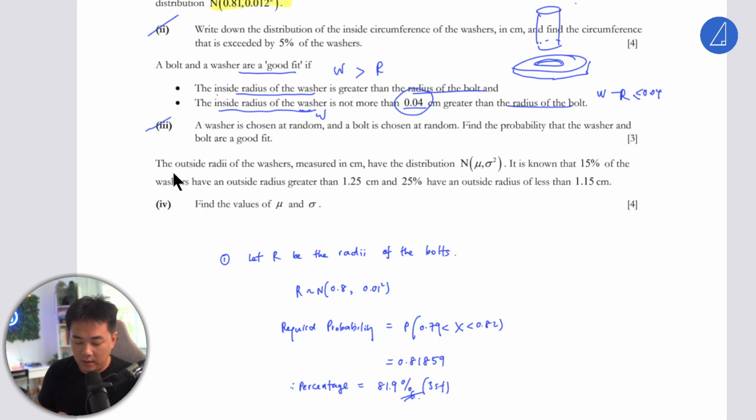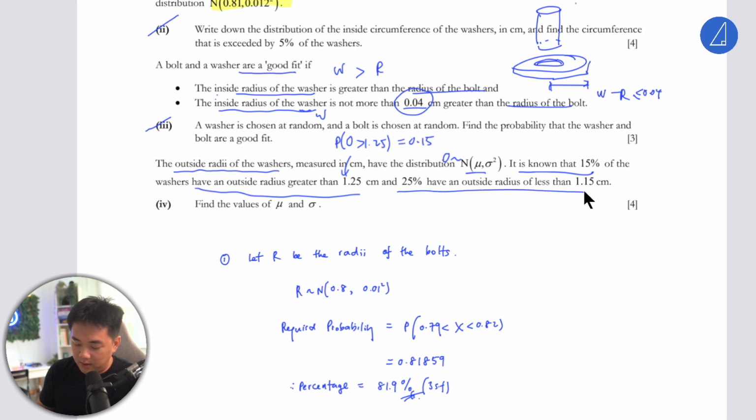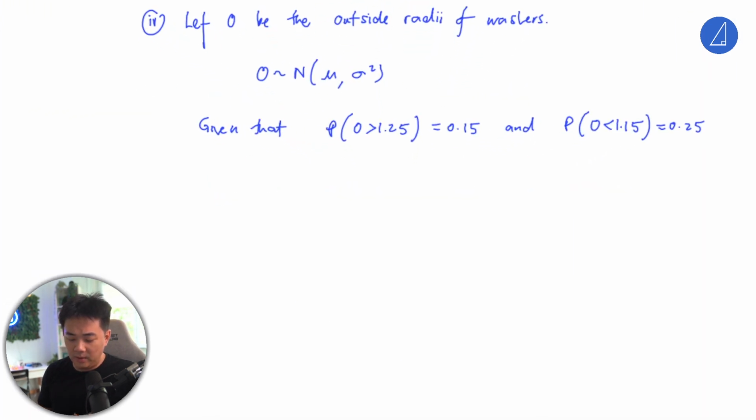So part 4 is just a standardization question. The outside radius of the washer has a normal distribution with mean mu and variance sigma squared. It is known that 50% of the washers have an outside radius of greater than 1.25 cm, which is 0.15. So let this be O: P(O greater than 1.25) is 0.15, and P(O less than 1.15) is 0.25. We're going to write this down and solve using standardization. I think this is just a normal standardization question.